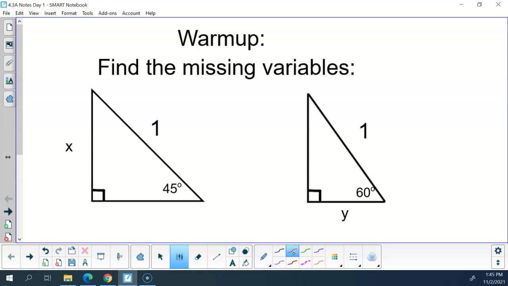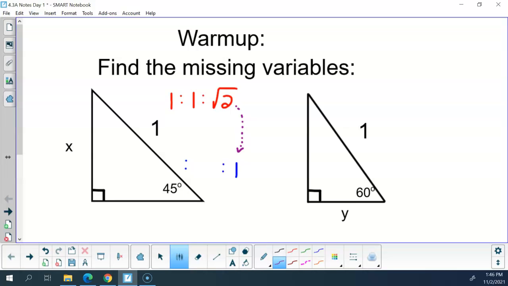1, 1, square root of 2, right? So 1 to 1 to the square root of 2. The 1 and the 1 are the legs, yes? And the square root of 2 is the hypotenuse. What's the hypotenuse in this example? 1. So now somehow I've got to make square root of 2 become 1.